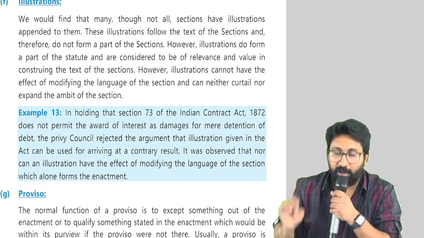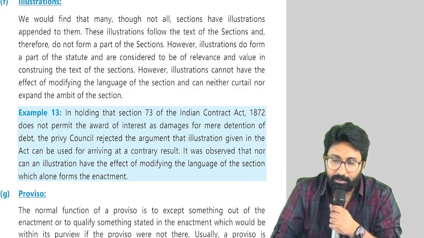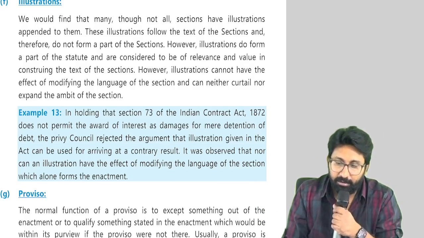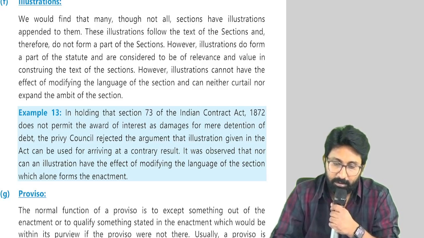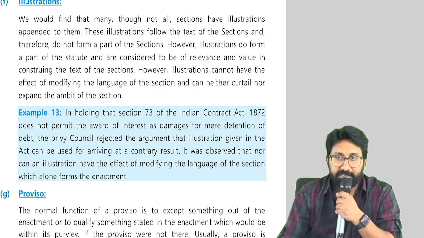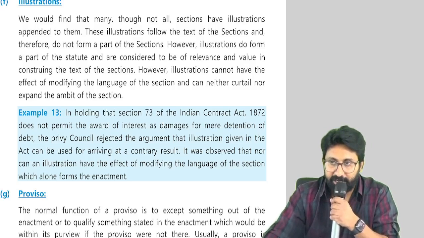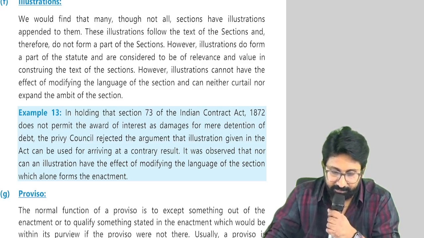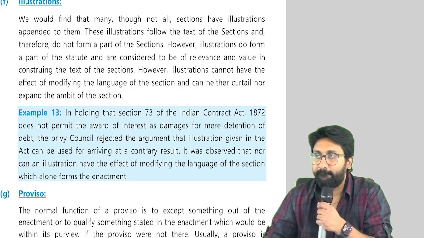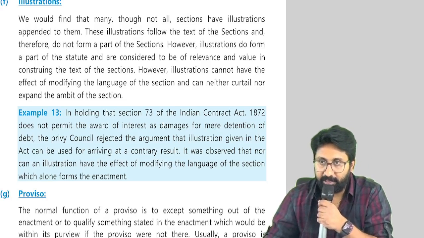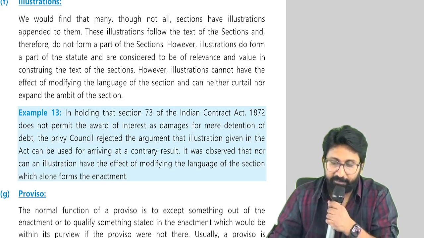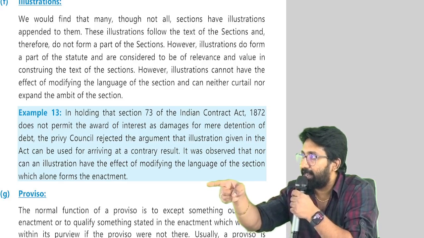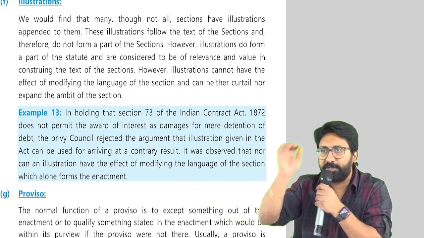That's what the next point is. Last point. Write down. However, illustrations cannot modify the language of the section. Did you understand the meaning of each and every line? Sir, don't mechanically write the points. Did you understand in writing?